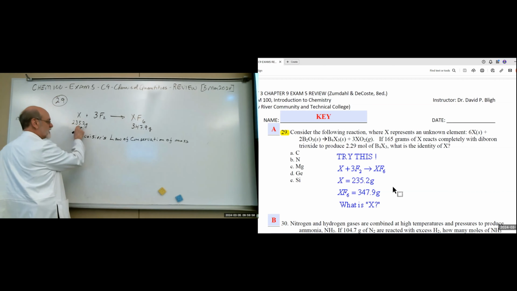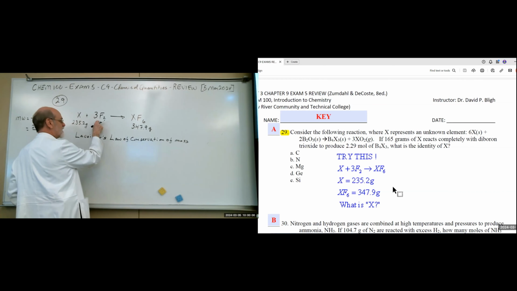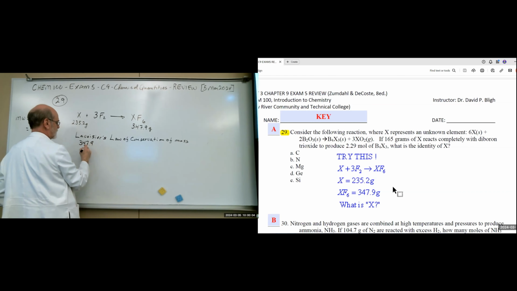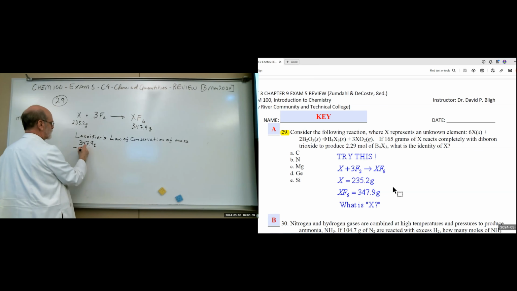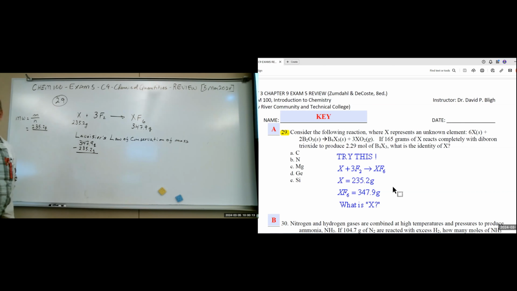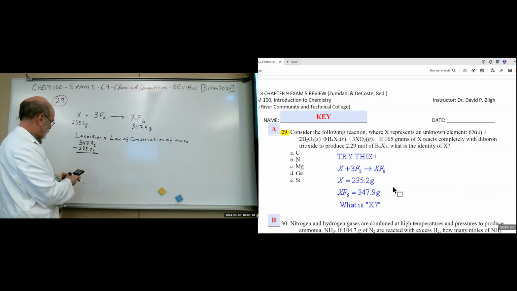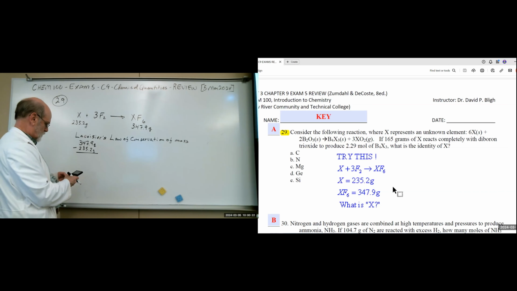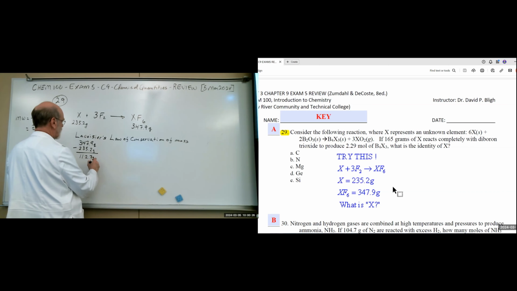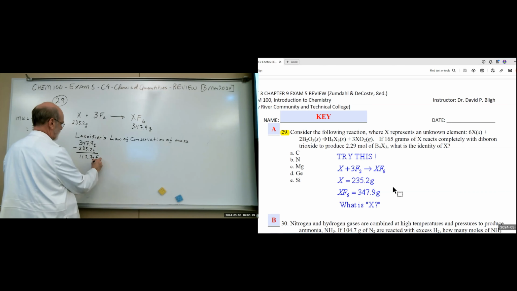That means that the total mass of this equals the total mass of that. So we know the total. The mass of this is just 347.9 grams minus 235.2 grams, and that'll give us the mass of fluorine. Let's see, 347.9 minus 235.2, this is 112.7 grams of fluorine, F2.